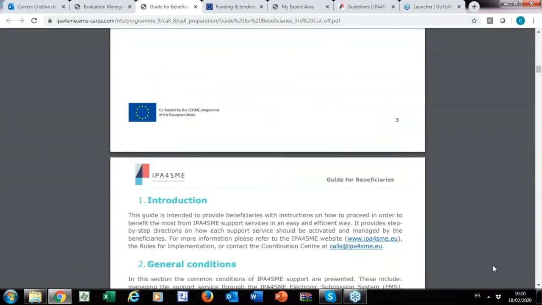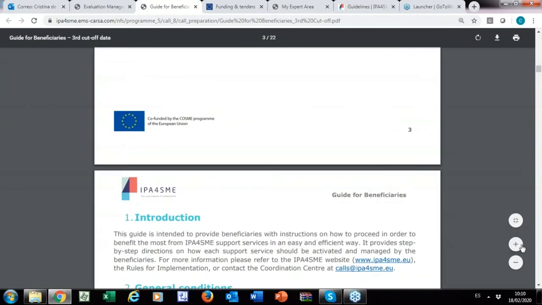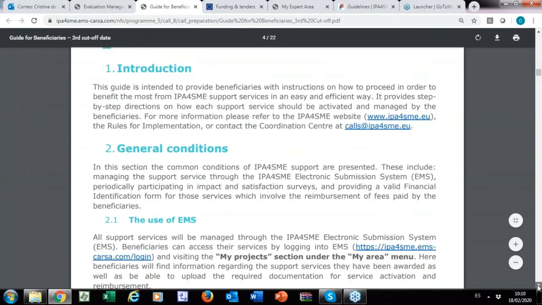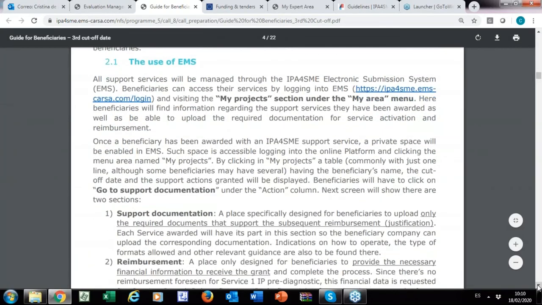Okay. Good morning, everyone. I'm just going to go through a little bit of what is here described in the document related to the platform that we use, the EMS platform, the one you already know from the application process. And the basic message here we would like to convey to you is that this is meant to be the main communication platform, the main communication instrument or tool between the beneficiaries, between you and us as a coordination center of the action.